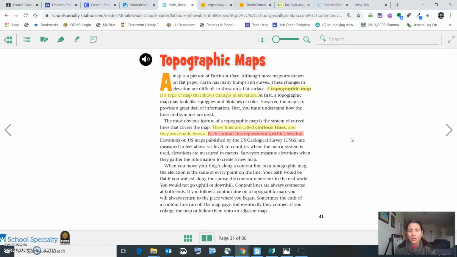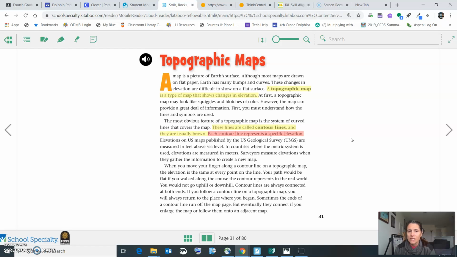When you move your finger along a contour line on a topographic map, the elevation is the same at every point on that line. Your path would be flat if you walked along the course the contour represents in the real world. You would not go uphill or downhill.